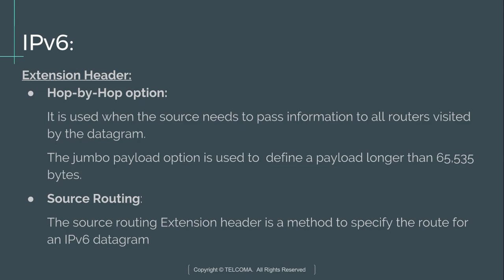IP packet. The jumbo payload option is used to define a payload longer than 65,535 bytes. A payload which becomes larger than 65,535 bytes is known as a jumbo payload. And the source routing extension header is a method to specify the route of the IPv6 datagram. So it defines the route for the IP datagram or IP packets in the network.